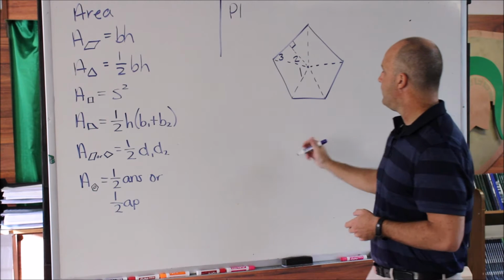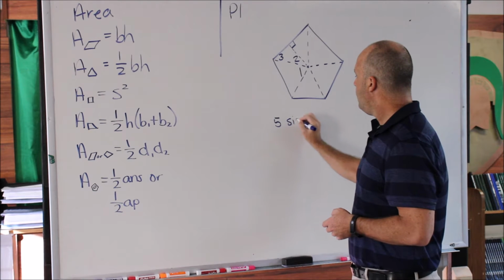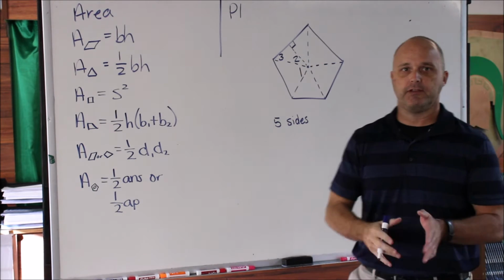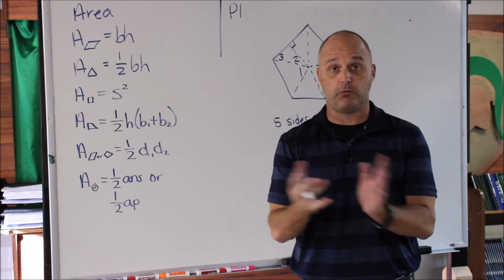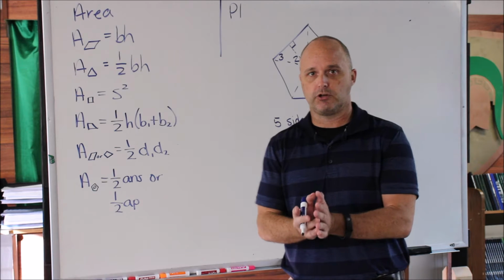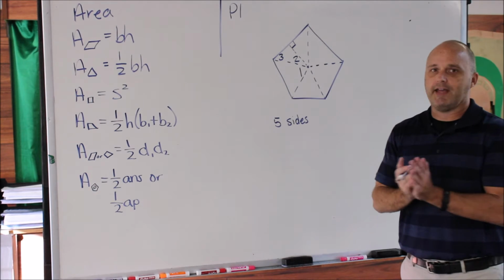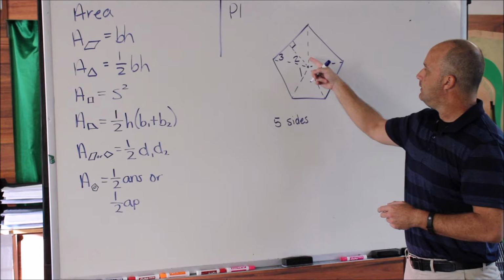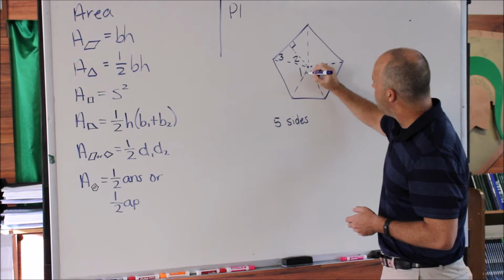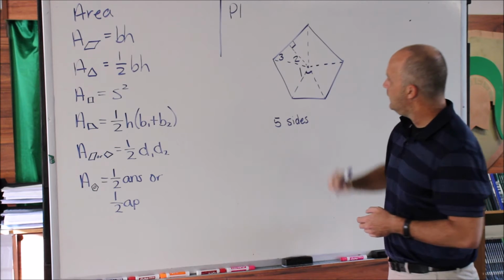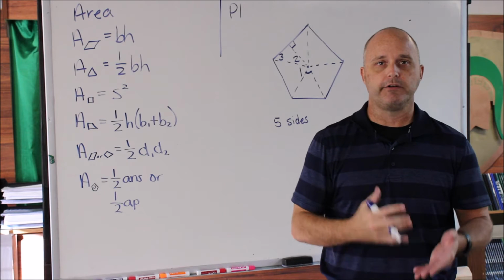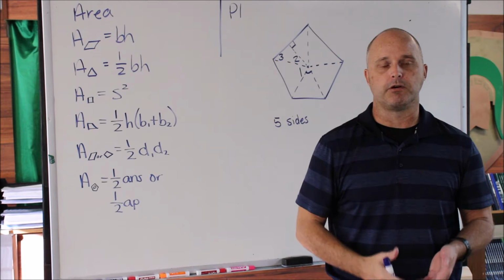So since we've got a pentagon, we've got 5 sides, which means that around this center point, we have 5 congruent angles, because in a regular polygon, all of these triangles that are created by the radii are going to be congruent triangles. In order to find the measure of that central angle, we're going to call one of these a central angle right here. The measure of that central angle is going to be 360 divided by the number of sides.